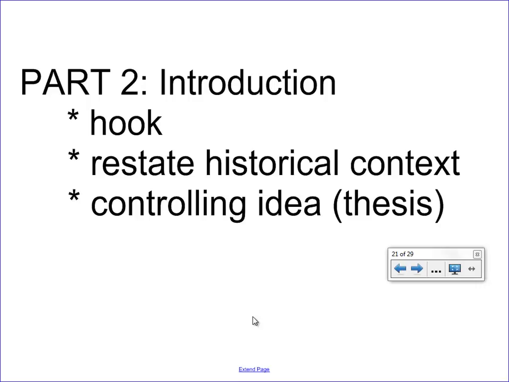Part 2 of DBQ writing, the introductory paragraph. The introduction has three parts. First one is a hook, something to grab the attention of the reader. The second is restating the historical context. You're paraphrasing and putting it into your own words. And then third, taking the two tasks, or the two bullets, and writing a controlling idea or a thesis that you will be addressing throughout the entire essay.